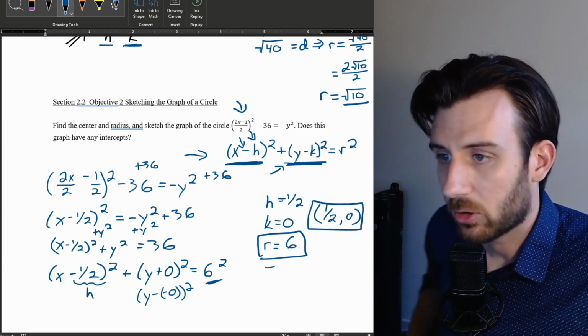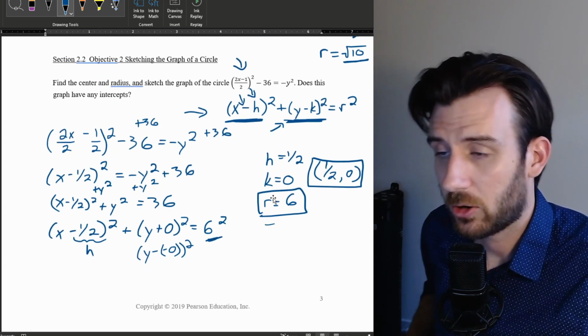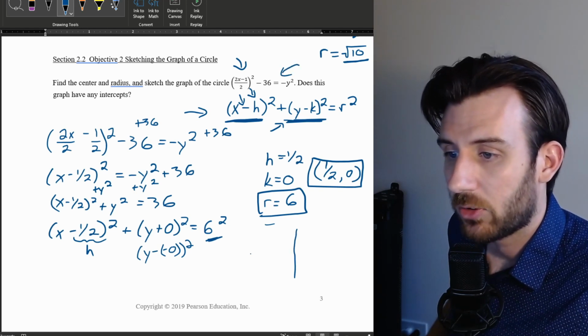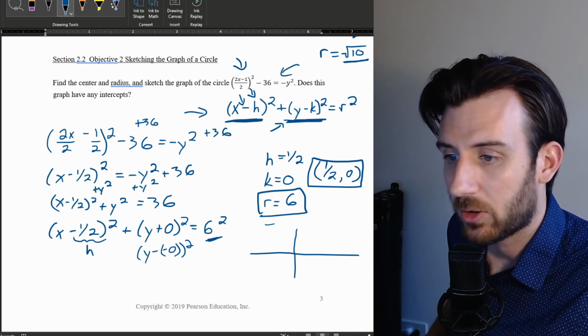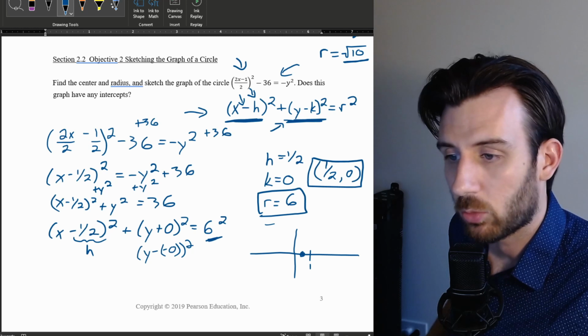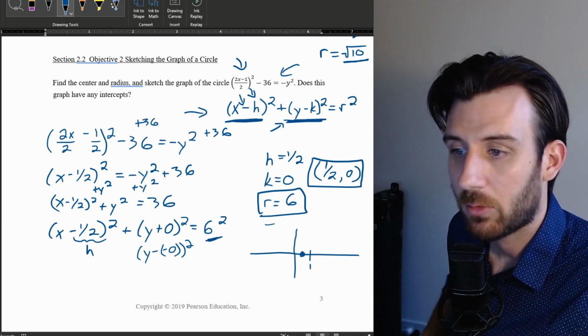Sketch a graph of the circle. It's a lot easier to do it now than it would have been if I started trying to find things that made this all true. So now let's sketch it out. I have a center at 1/2 comma 0, so instead of taking one step over, I'll just go half a step over and no steps up. So that's 1/2 comma 0, and then I need to have a radius of 6.